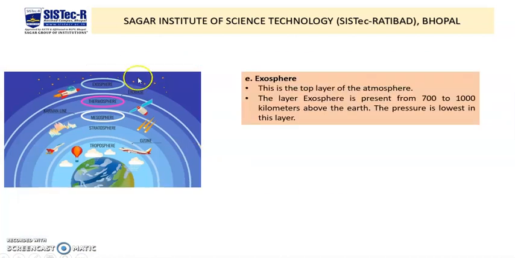Now the last layer is exosphere. This is the top layer of atmosphere. It is present from 700 to 1000 kilometers above the earth. The pressure is lowest in this layer.